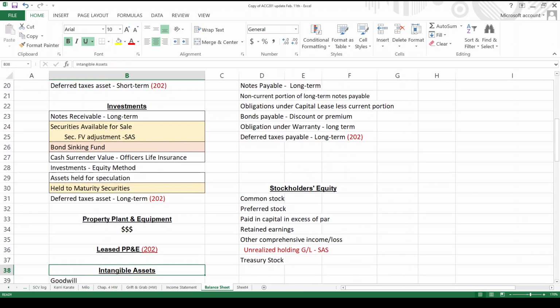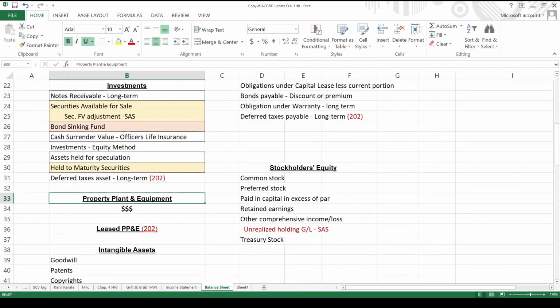Property, plant, equipment. Okay. Got a whole section of this coming up later on in the semester. So what are the attributes of property, plant, equipment? It's going to be long life, used in operations, not intended for resale, and it's going to depreciate over time except for land. Okay, so this describes a lot of assets. Buildings, planes, trains, trucks, machinery, equipment, furniture, fixtures, etc., etc.